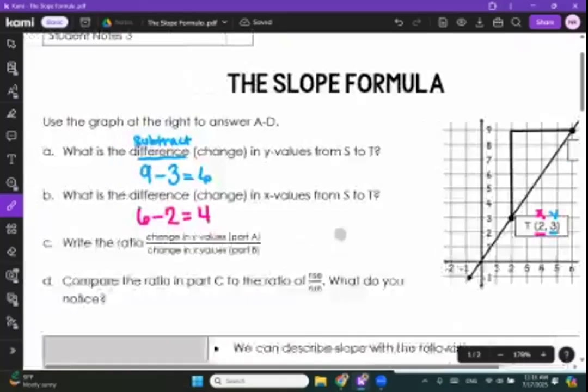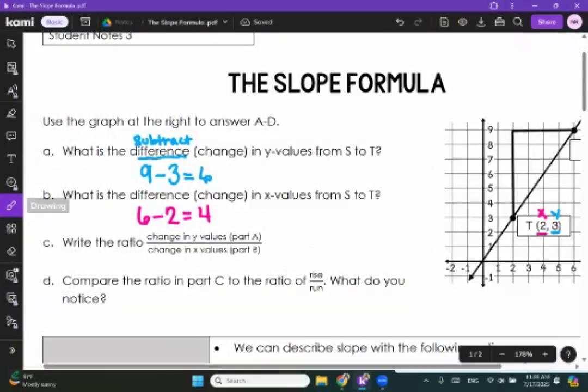Now it says write the ratio of the change in the Y values, part A, over the change in the X values. Well, the change in the Y values was 6. The change in the X values was 4. With any and every fraction, you always want to reduce or simplify. That gives us 3 over 2.